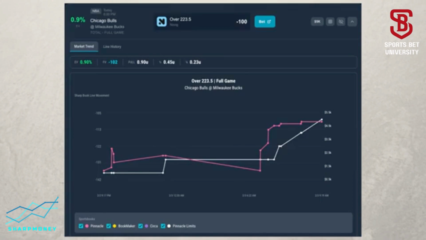So this play is the Bulls versus the Bucks over 223.5, minus 110 or plus 100, whatever you want to call it, on Novig. Now, the reason I don't like this play is we can see that the Pinnacle odds are increasing. If you look at this chart here, Pinnacle was at about minus 130, and they've already moved up to like minus 110. So in this example, Pinnacle was giving minus 130 payouts. Now they're giving minus 110, which is basically saying, hey, if you bet the over in this game, we will pay you out more now than we would have later. So you see these limit increases happening, and the market continuously moves up as well.